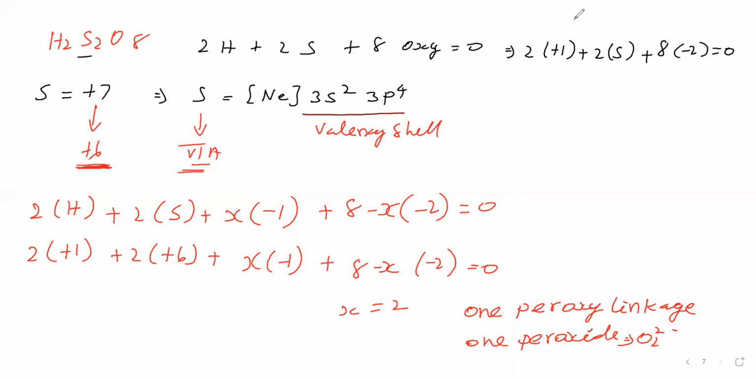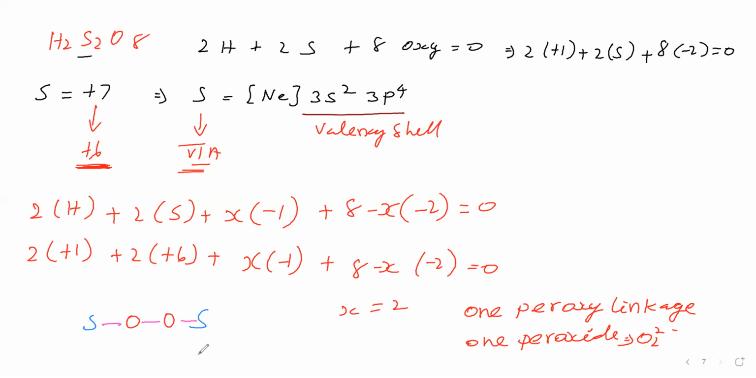So what is the structure of this H2S2O8? We'll see. Now 2 sulfur atoms we will write. Commonly we write the peroxide, common for both sulfurs. Here the peroxy linkage we have given. Peroxy linkage means a single bond between the oxygen atoms. Oxygen will make totally 2 bonds, 1 bond here, 1 bond here.